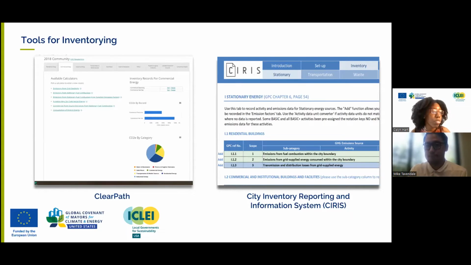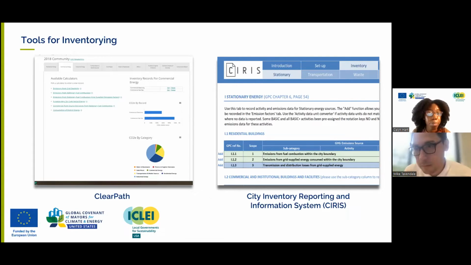And again, most of you may know of these two different tools that you can complete these inventories in. ClearPath is ICLEI's cloud-based report inventorying tool. So you can utilize this tool in order to conduct your inventory. This is for ICLEI members. So if you're an ICLEI member, you'll be able to utilize this tool.